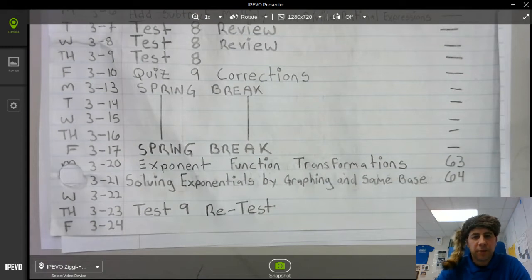Welcome again, Wildcats. All right, so today we're looking at Tuesday, March 21st, and we're going to be solving exponentials by graphing and same base. And that's going to be on page 64.